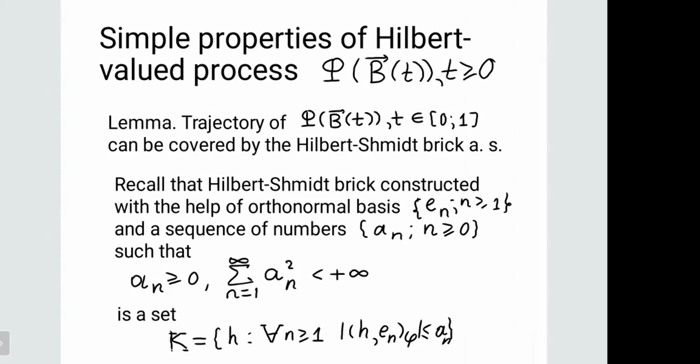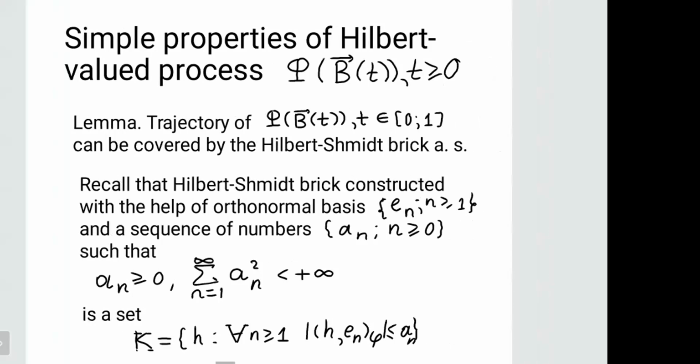No. The brick depends on the omega. And the brick is just a set of such elements of our Hilbert space that every coordinate is less than or equal to a_n. How can we do this?